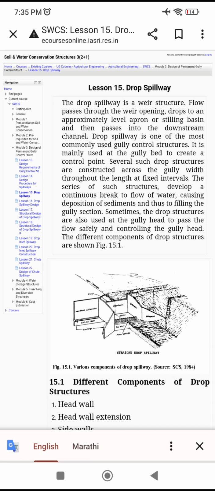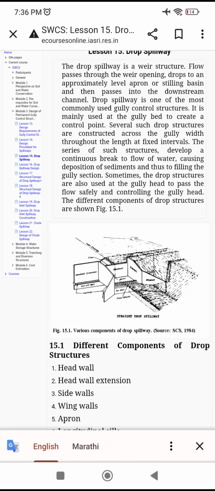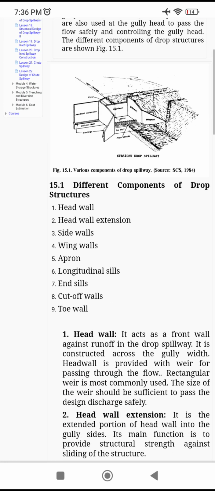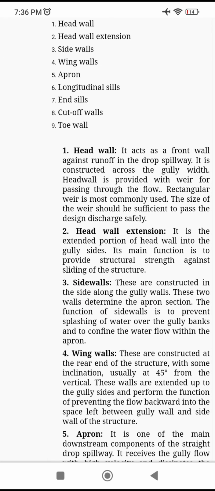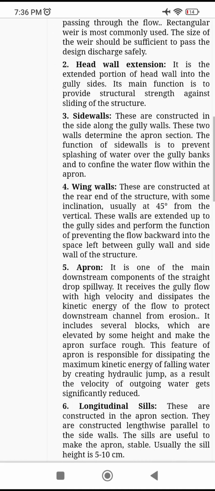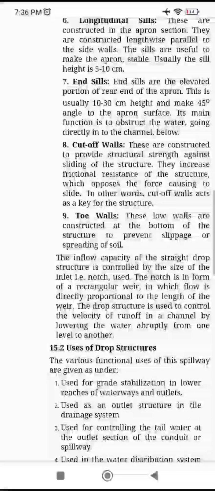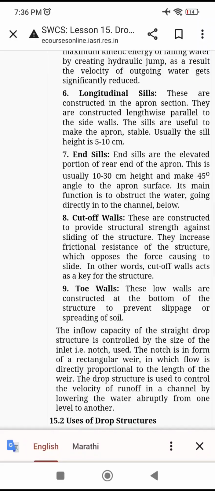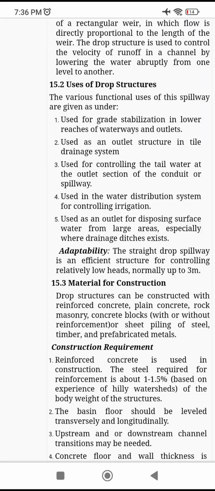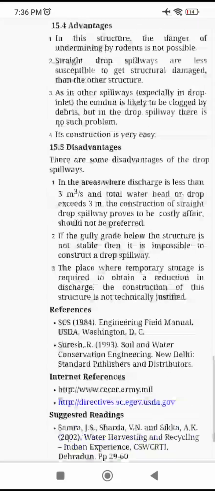Now drop spillway. Drop spillway is a weir structure. Flow passes through the weir opening, drops to an approximately level apron or stilling basin, and then passes into the downstream channel. So what are the different components? It is quite a bit complicated to explain all these structures, so I would like to tell you to just go through this, what are the uses and materials of construction.